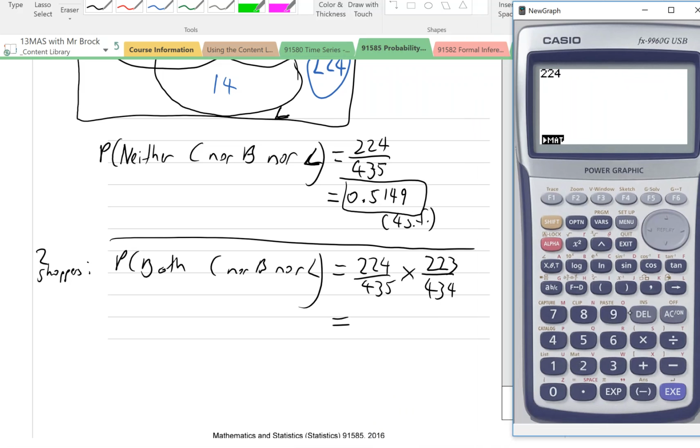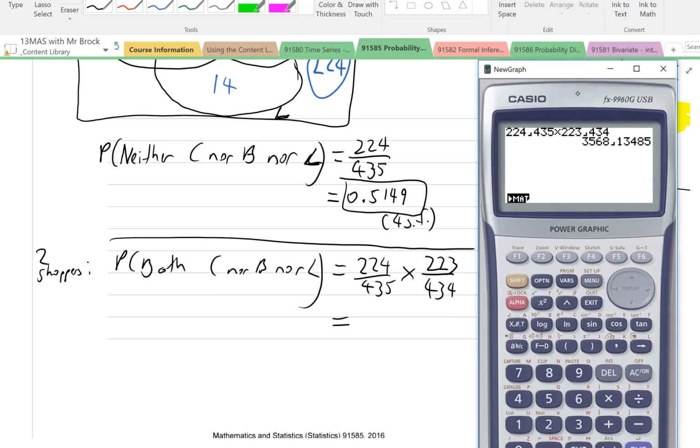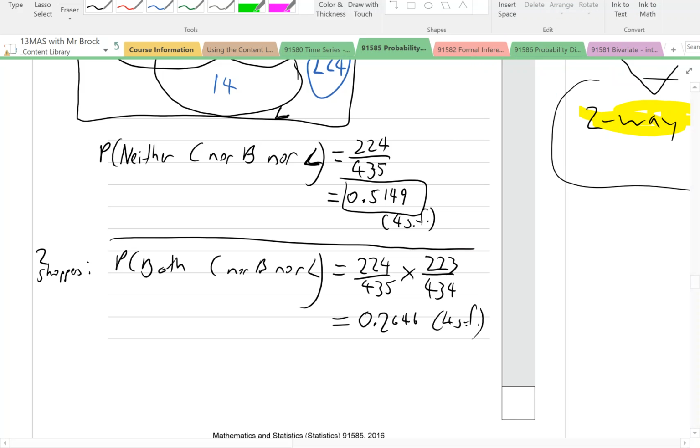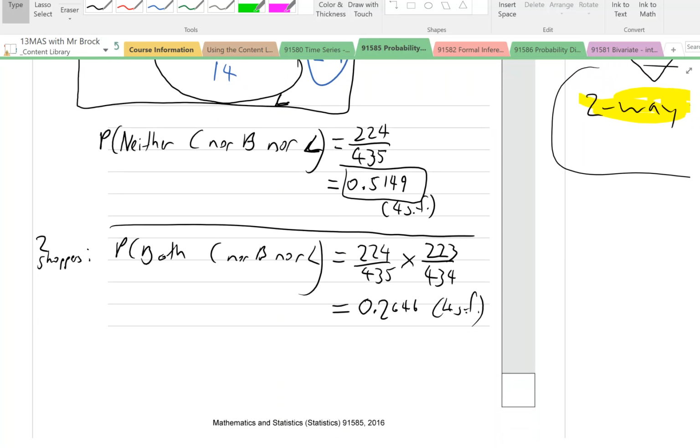So 224 out of 435 times 223 out of 434, and we get this number here, which, if we make it a decimal, is 0.2646. So that would be if they asked you a similar question but said that two shoppers were chosen at random, what was the probability that both of them had neither children with them, bought products, nor stayed longer than 30 minutes. And usually there'd be something like that for excellence. Okay, all right, catch you later.